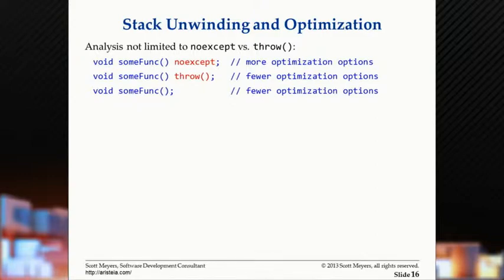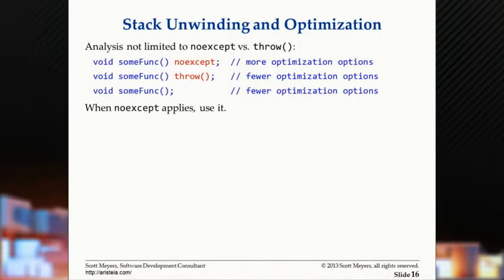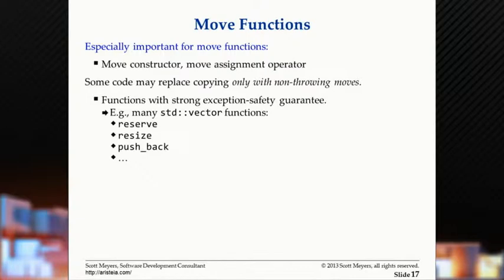So although there's a very slight difference in the specification in terms of the behavior if an exception gets thrown, it makes a difference to compiler writers. So whenever noexcept applies, you definitely should use it. This is especially important for move functions.